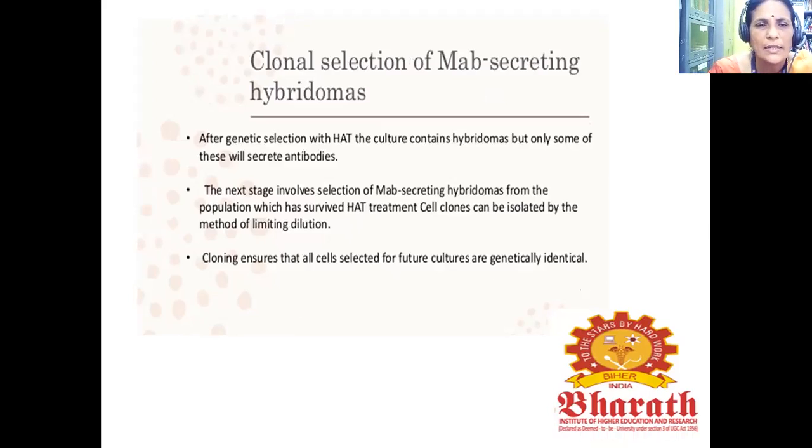After genetic selection with HAT, the culture contains hybridomas, but only some of these will secrete antibodies. The next stage involves selection of mAb secreting hybridomas from the population which has survived HAT treatment. Cell clones can be isolated by the method of limiting dilution. The cloning ensures that all cells selected for future cultures are genetically identical.